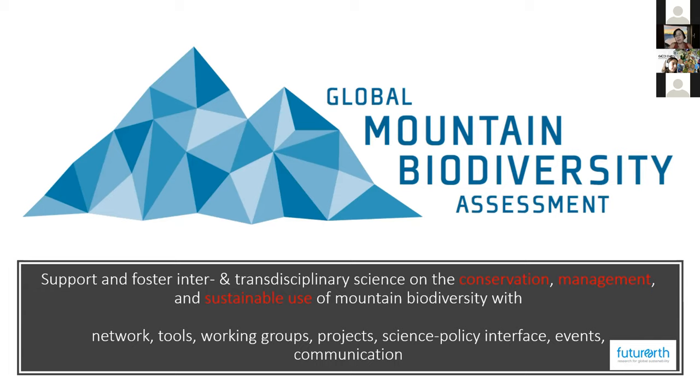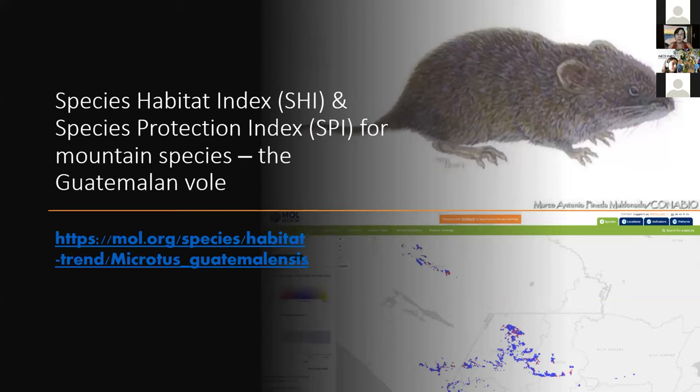and their habitats for species that are currently living in mountains, but also future species who will want to move into mountains to survive. And it turns out that the indicators that we've been discussing today, the Species Habitat Index and the Species Protection Index, can very well be calculated for mountains as well, making them really very interesting management and policy tools. And I'm just going to walk you through a couple of slides illustrating examples on the Guatemalan owl, on how those indicators can be calculated for mountains.